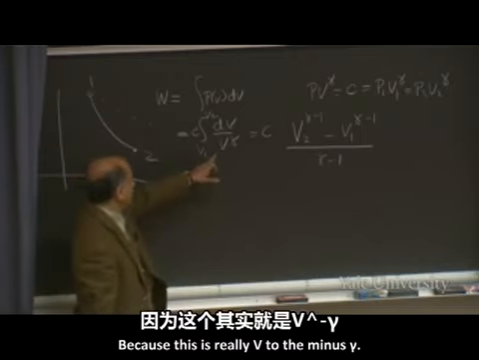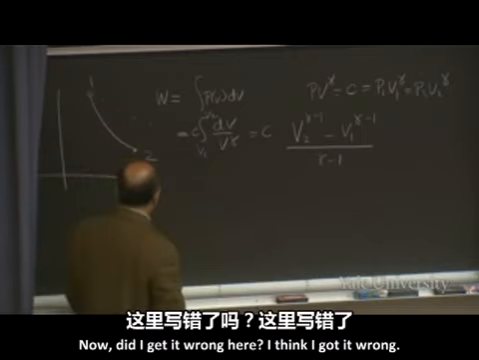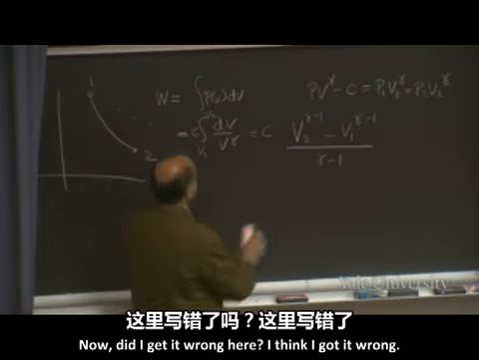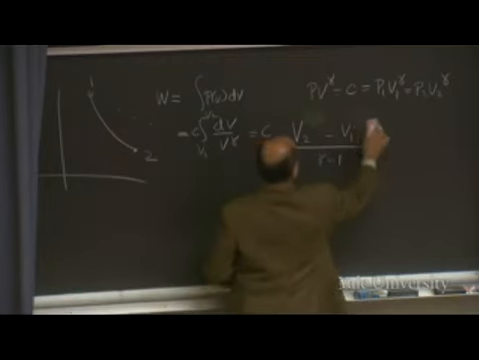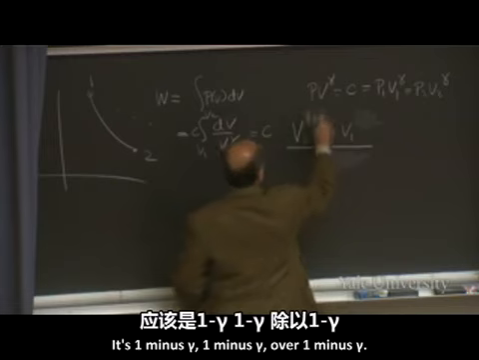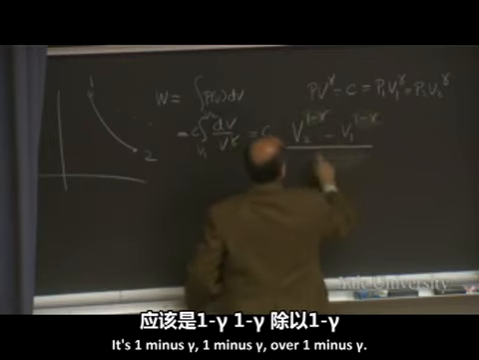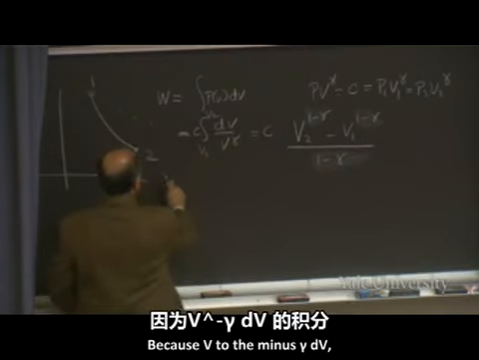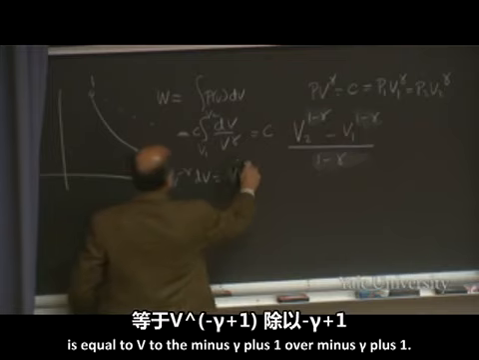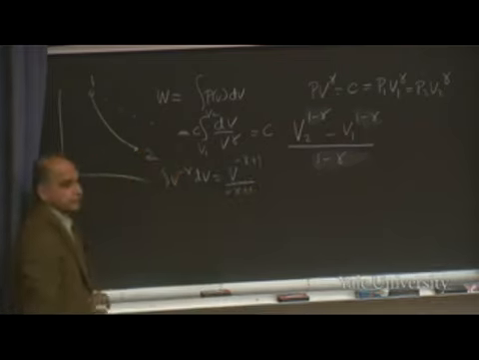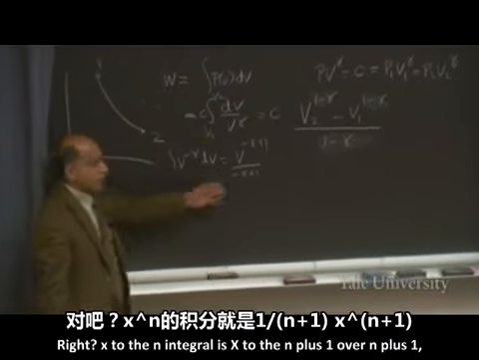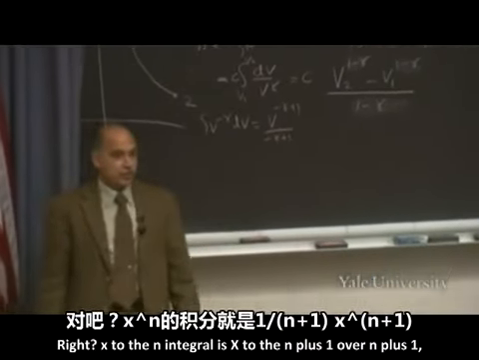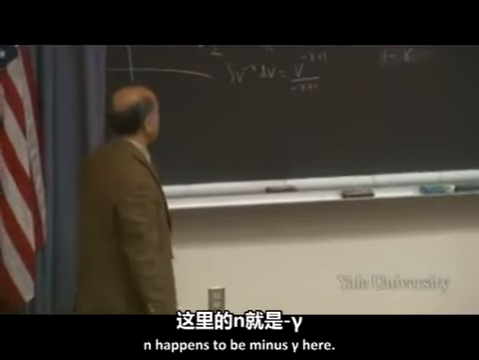Because this is really V to the minus gamma. Did I get it wrong here? I think I got it wrong. Sorry, it's 1 minus gamma over 1 minus gamma. Because the integral of V to the minus gamma dV is V to the minus gamma plus 1 over minus gamma plus 1. Right? The integral of x to the n is x to the n plus 1 over n plus 1. n happens to be minus gamma here.